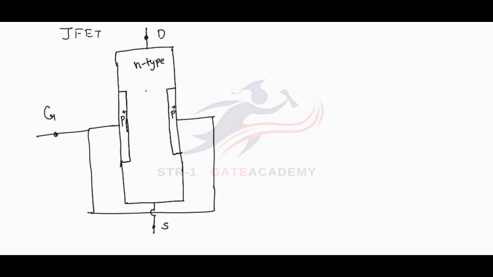The length of this region between these two gates is called the length L of the channel. This particular region will be called the channel. Through this N-type region, majority charge carriers, electrons, will be flowing, and this region is called the channel. And this is called the width of the channel.